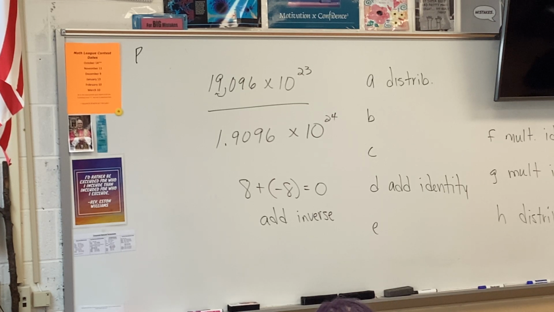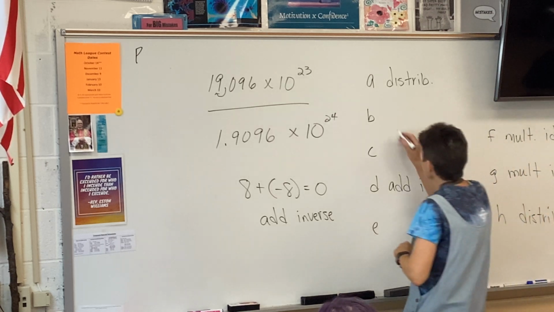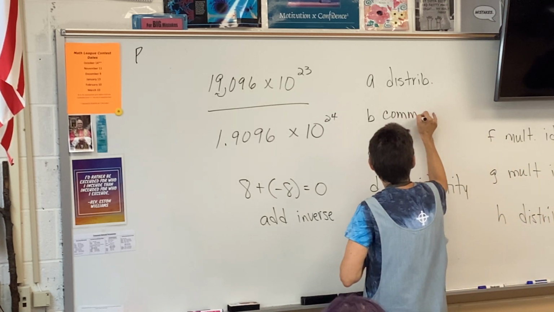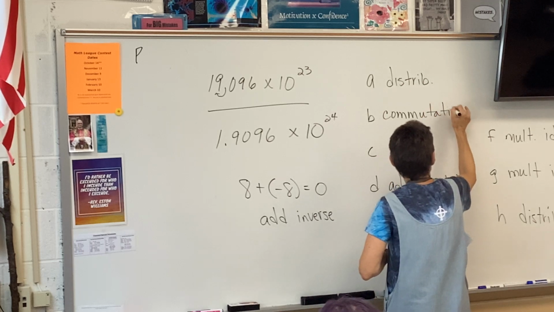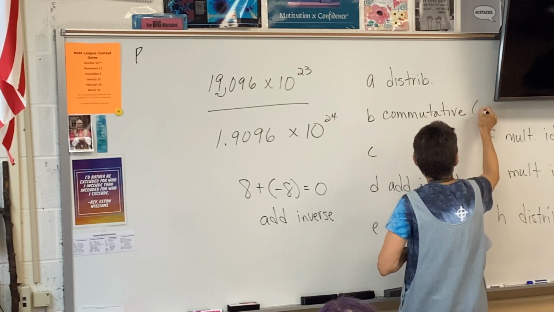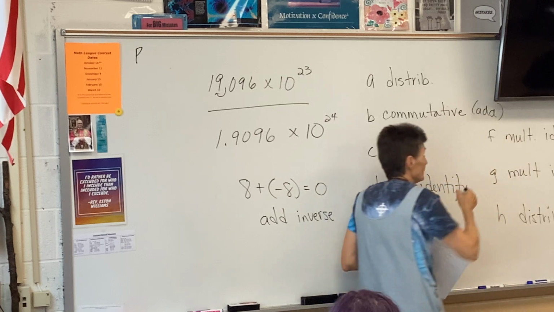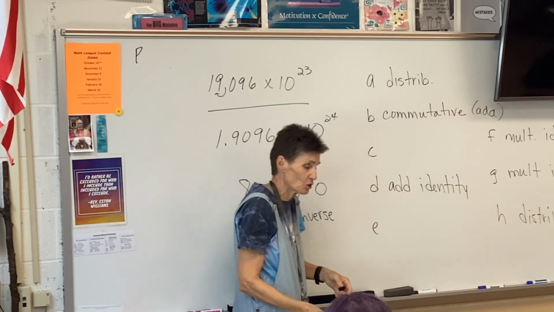Read the left side, read the right side. What changed? The order of the stuff. The order, right there it is, the order of the x and the y. This is called the commutative property. And this particular one is for addition, the commutative property of addition.